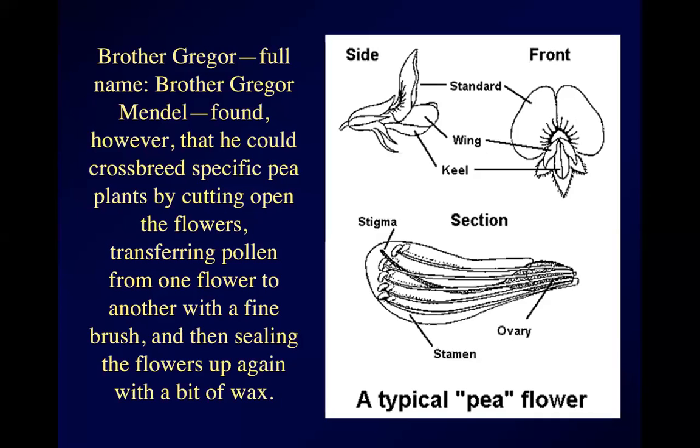The reason this matters, the reason I'm talking so much about sex in pea plants, which might not seem to be the most interesting thing you'll ever learn, is that what Mendel was able to do is control very precisely what plant reproduces with what plant.